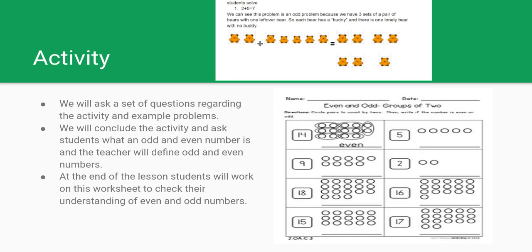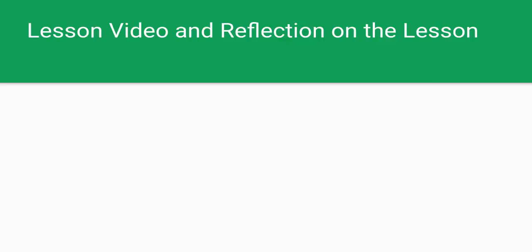Activity. We will ask a set of questions regarding the activity and example problems. We will conclude the activity and ask students what an odd and even number is, and the teacher will define odd and even numbers. At the end of the lesson, students will work on this worksheet to check their understanding of even and odd numbers.